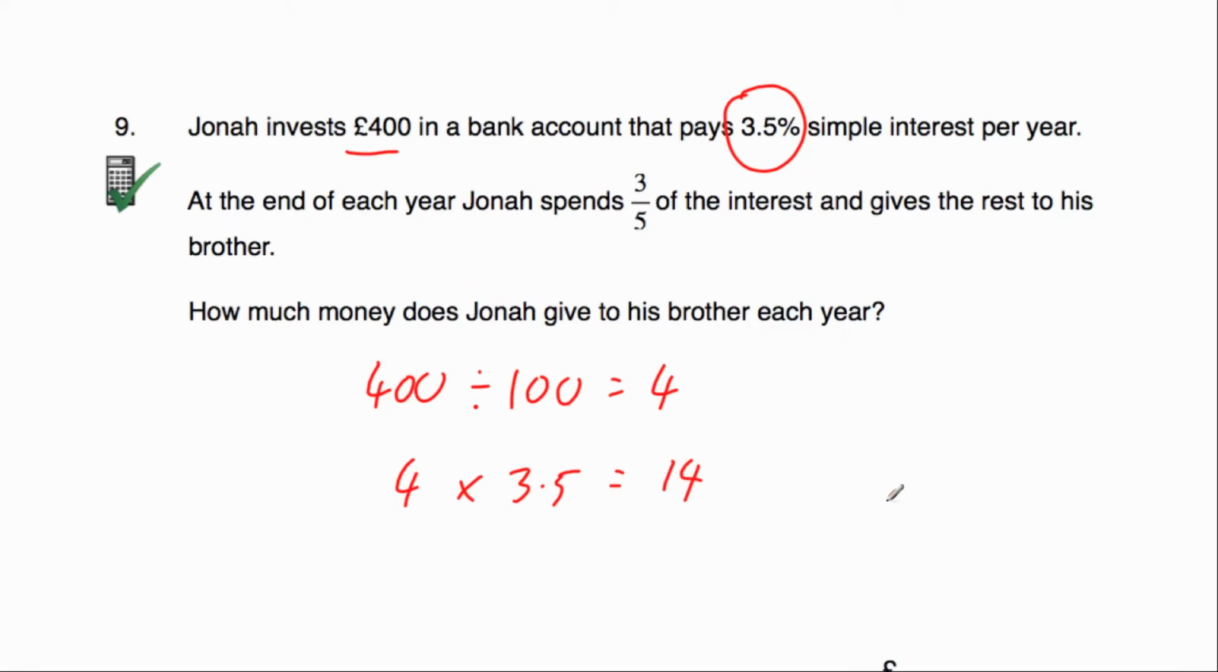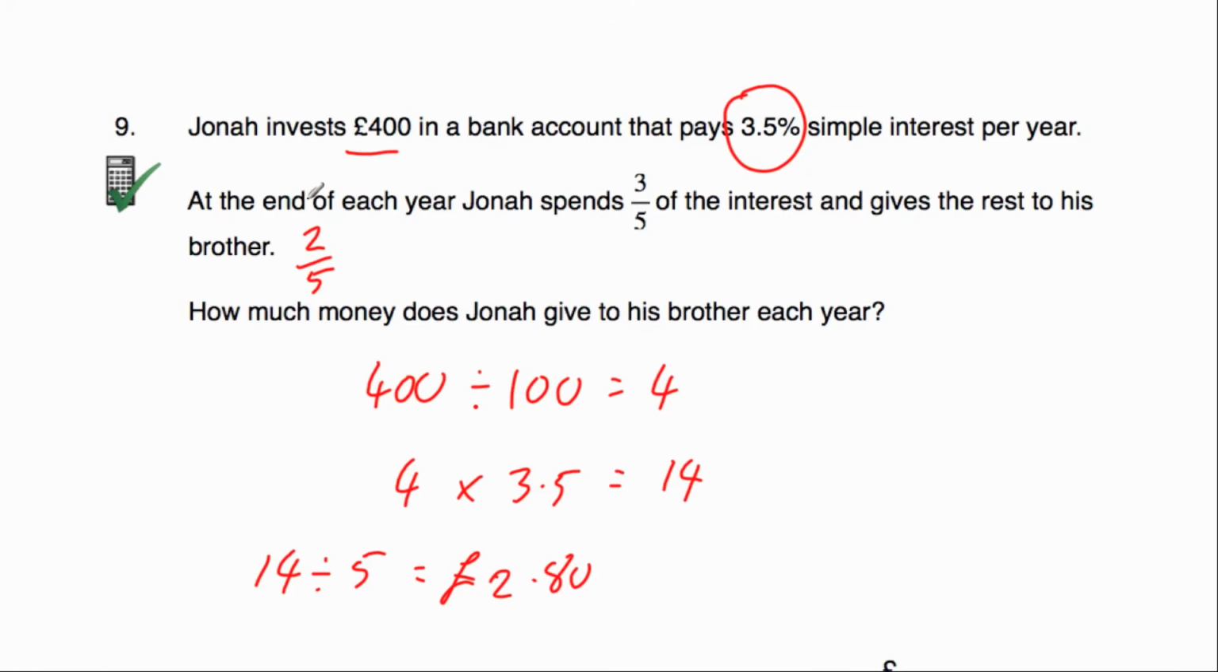So that's one approach. Or another way to look at it is, if he spends 3/5, that means that he must give his brother 2/5. So I'm going to work out what 2/5 of £14 is, and that's how much money that he will give to his brother. So to find 2/5 of it, well, we'll divide by the denominator. So we'll take our 14 and we'll divide it by 5. And 14 divided by 5 is equal to 2.8 or £2.80.